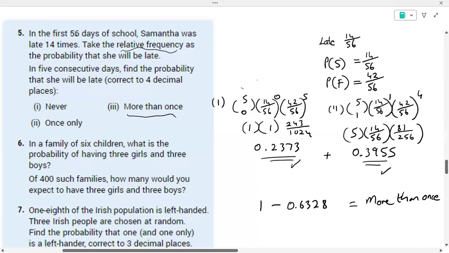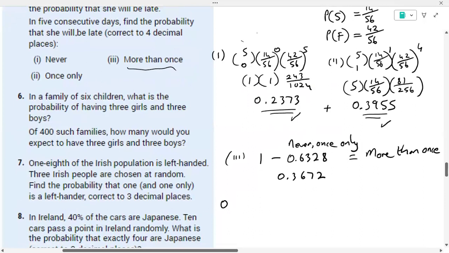Now, because that is the never and once only, when I do 1 minus that, we're looking at every other possibility, which is being late twice or 3 times or 4 times. In other words, more than once. So 1 minus 0.6328, as a decimal, is 0.3672. So that's part 3.